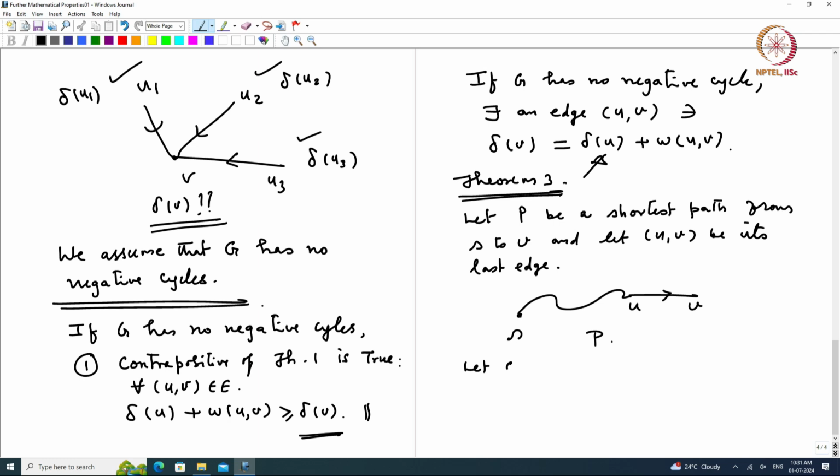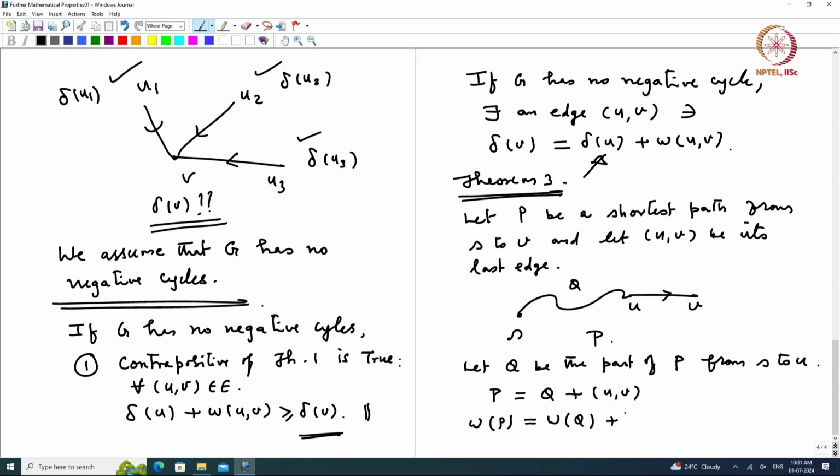Let Q be the part of P from S to U. This part is Q, from S to U. Therefore, P equals Q plus UV. Q, add the edge UV, you get P. Therefore, weight of P equals weight of Q plus weight of UV.